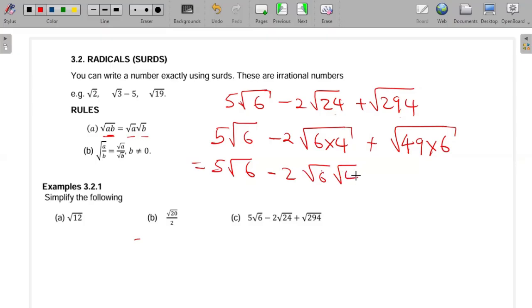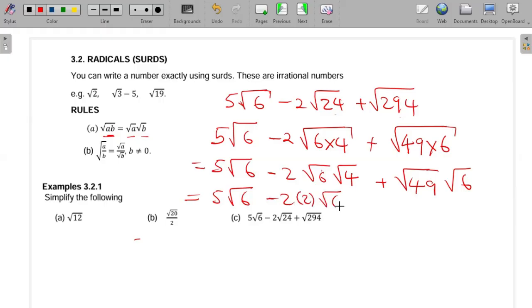Then you have 5 square root of 6, then negative 2. The root of 4 gives you a 2, so you multiply 2 by the square root of 6. Plus, the root of 49 gives you 7, and you have square root of 6. So what do we get next? You have 5 square root of 6, then 2 times 2 gives us negative 4, so negative 4 root 6 plus 7 root 6.